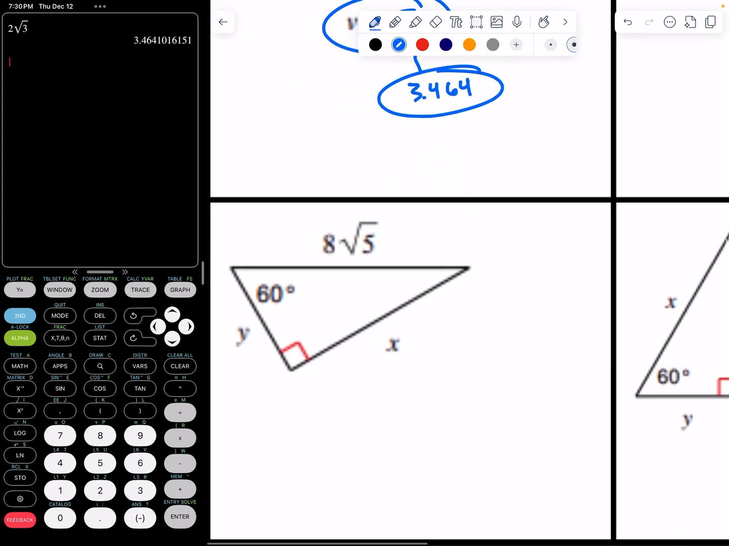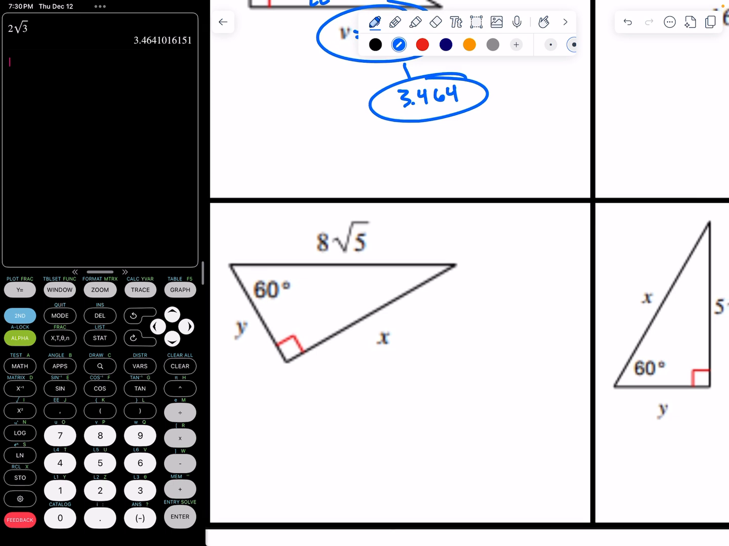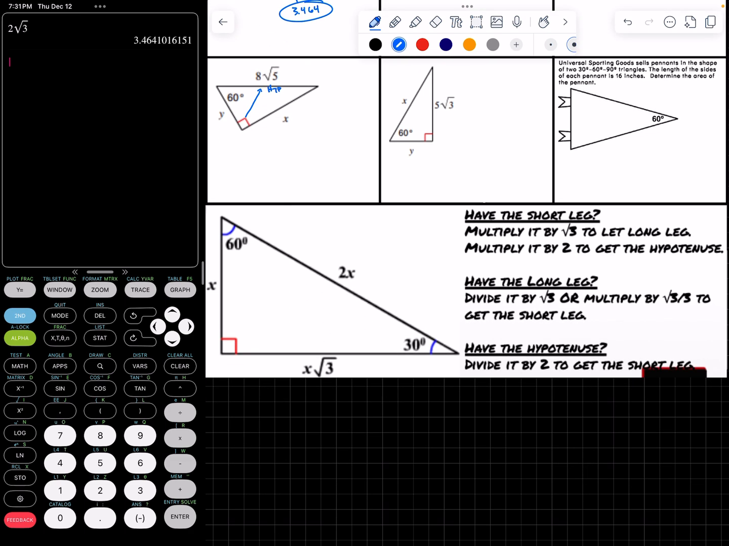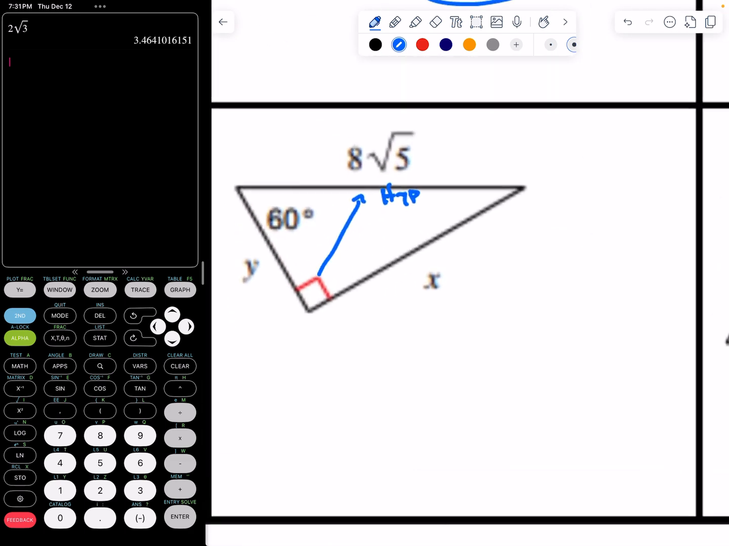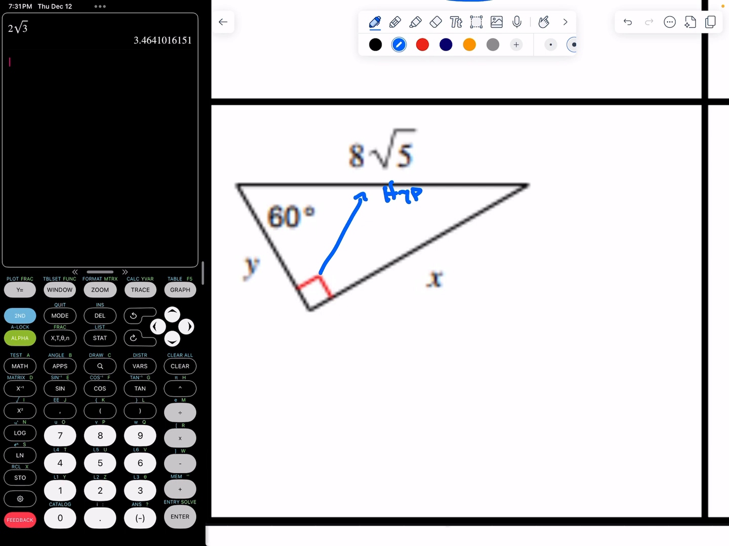That would also be acceptable. Okay, down here, 8 root 5. This one's going to be a little bit gnarlier, but if I look at 8 root 5, this is our hypotenuse. So when we are given our hypotenuse, we divide by 2 to get the short leg. My long leg is going to be across from 60, which makes y my short leg. So to get y, I'm going to take 8 root 5 and divide it by 2. So all I need to do here is divide 8 by 2. Y equals 4 root 5.